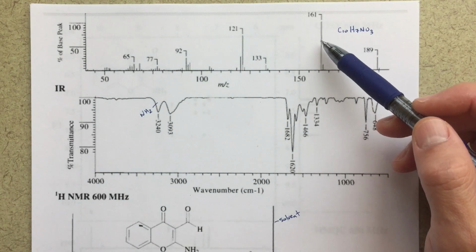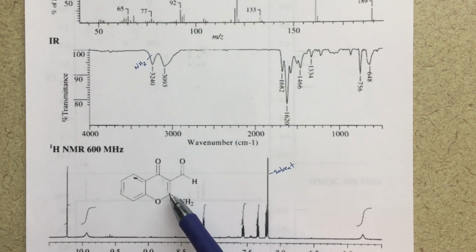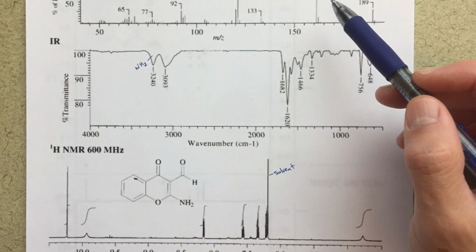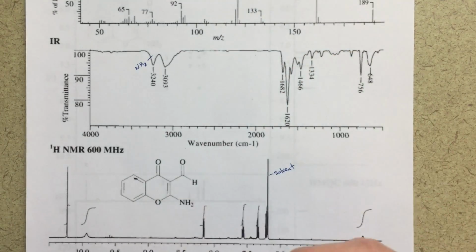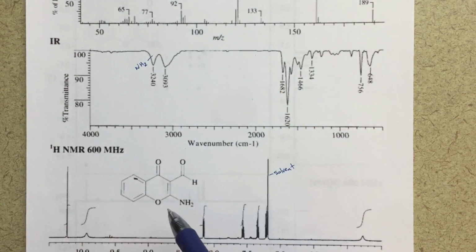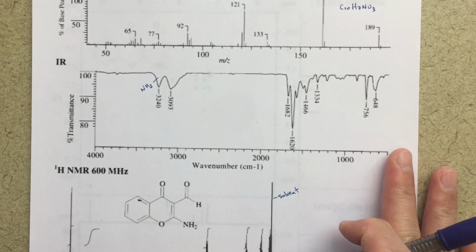So to get to 161, if we look down here, we're going to break off this carbon and the NH2 group. The remaining fragment should equal 161. So each of these big peaks, we should be able to do that exercise for, for the 121, 92. We can figure out what fragment that is, which is somewhat useful, I guess.